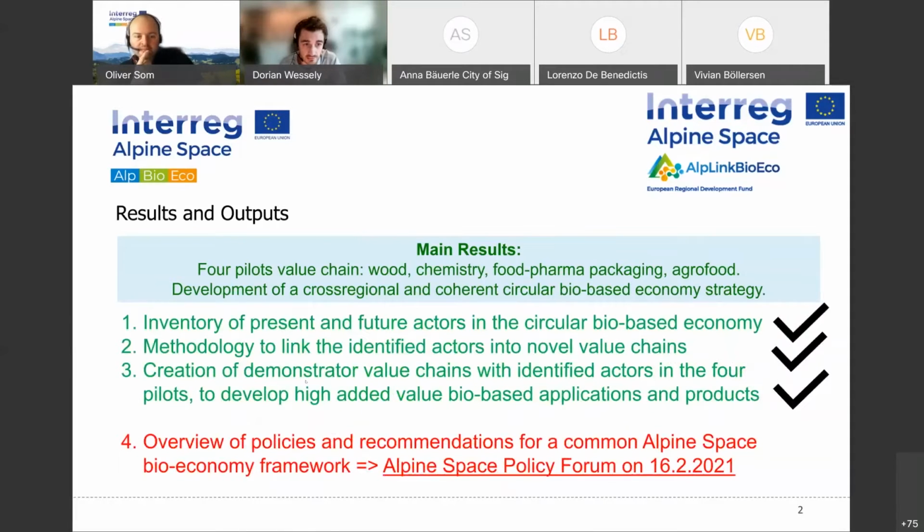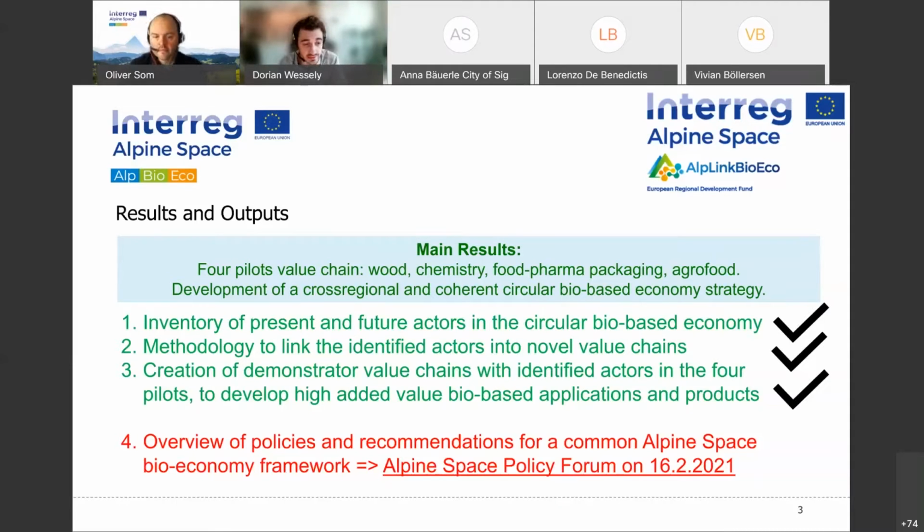As I already said, we looked at 4 value chains, namely from wood, chemistry, food, pharma, packaging, and also agro. And we tried to develop especially cross-regional value chains, keeping in mind also transport distances and so on. So it was really difficult to do that, but we were quite successful in that case. So we demonstrated not only 4 value chains, we even demonstrated 11 value chains. So we were very busy, although COVID-19 restricted our actions, and it was really difficult to get in contact with all stakeholders, but we were quite successful in the end.